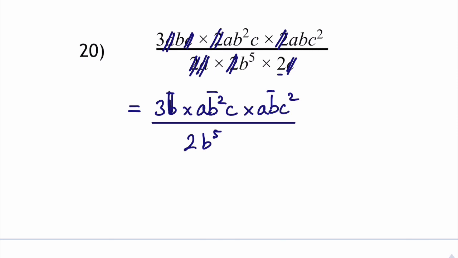So all of these b's will cancel, and 4 of these will cancel, just leaving me with the 2b in the denominator. So simplifying this, I've got the 3, I've got an a and another a in the numerator, so that's a squared, and I've got a c cubed, and that's all over 2b.